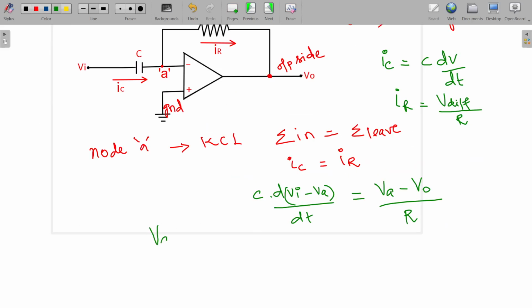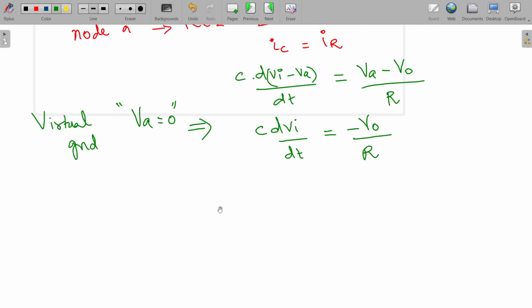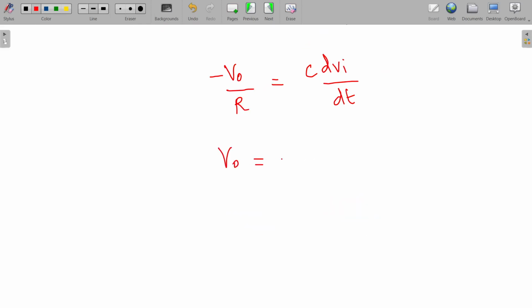But actually this Va is nothing but 0. It is the virtual ground, right? So you can rewrite this as C into dVi by dt, that is equal to, here also this becomes 0, so it is minus V0 by R. Actually, what do we need? We need the output voltage. So minus V0 by R is equal to C into dVi by dt, and V0 is equal to minus R into C into dVi by dt.